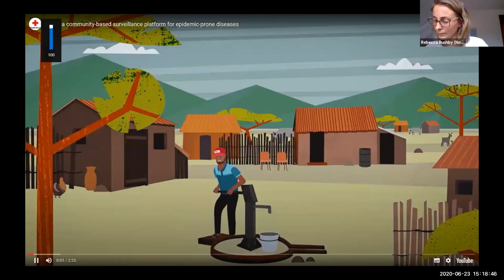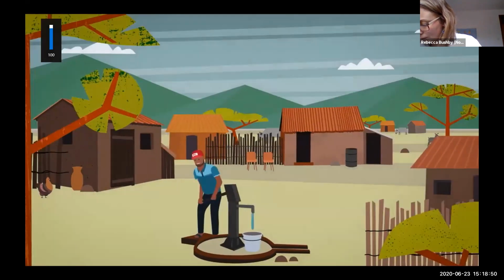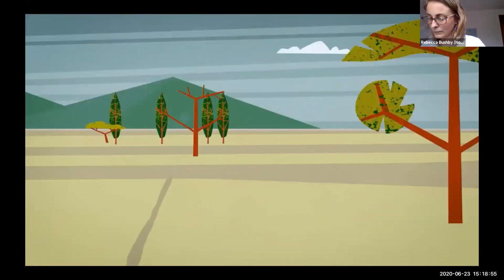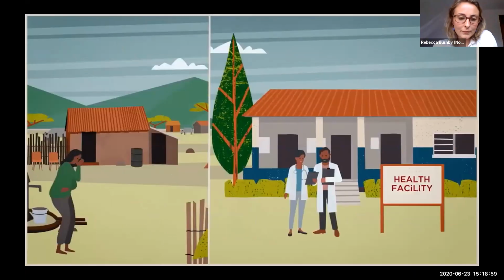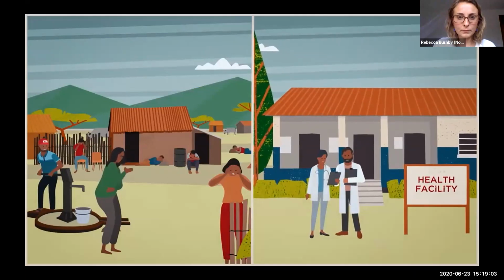This is the story of how using NIS helped my village. Here is my village. The nearest health facility is very far away. So when people in my community get sick, the doctors won't know about it unless it gets very bad and spreads to a lot of people.